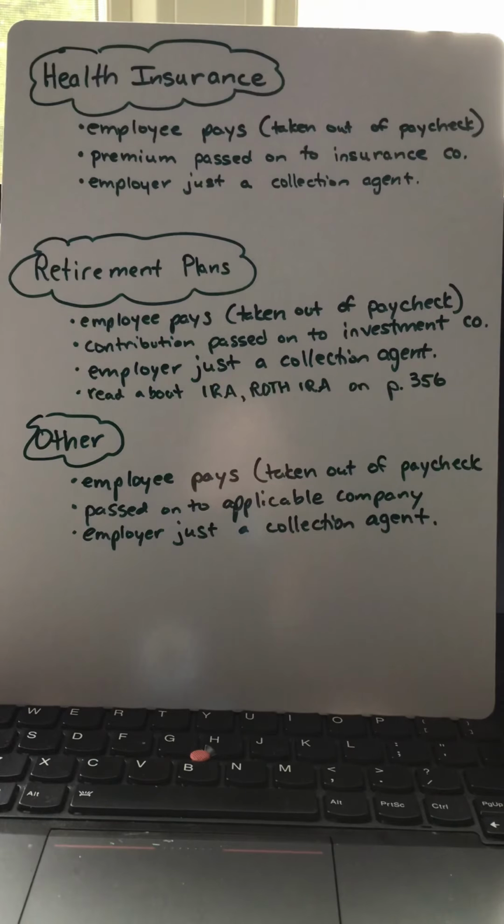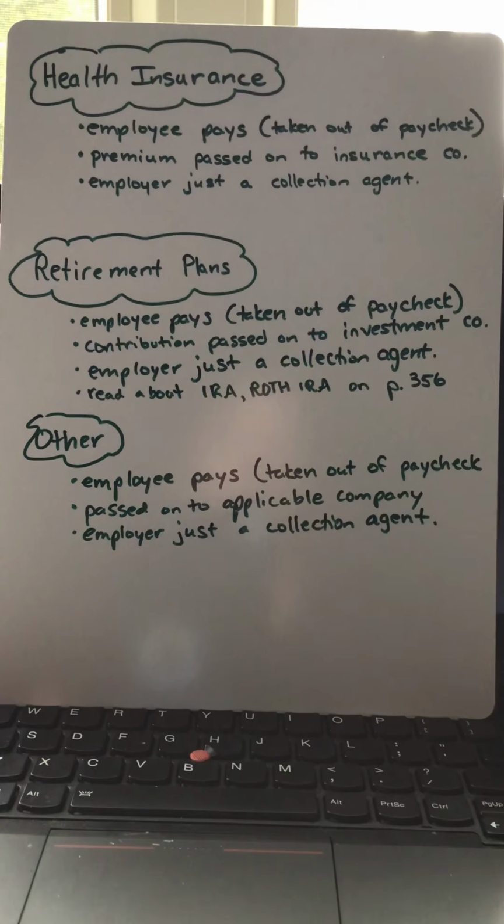Retirement plan, employee pays it. I choose to have it taken out of my check. The contribution that I'm making to the retirement plan is passed on to the investment company. The employer, again, just a collection agent. And for quiz and test purposes, I'm not going to cover it here, but you might want to read about IRA and Roth IRAs on page 356 of your textbook. Both columns is pretty important that you understand that distinction.